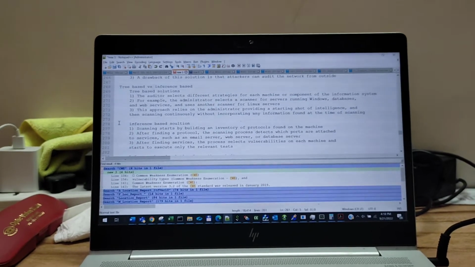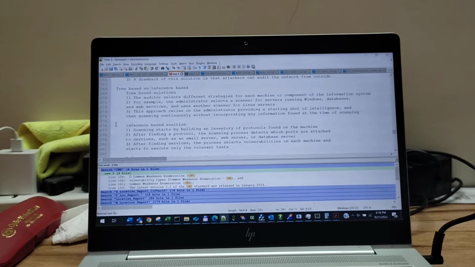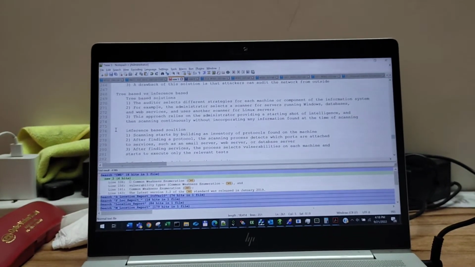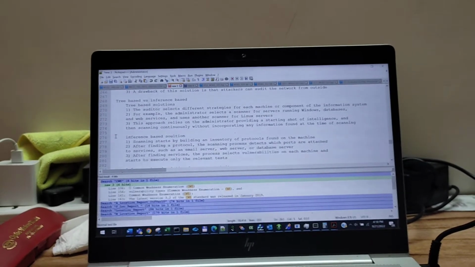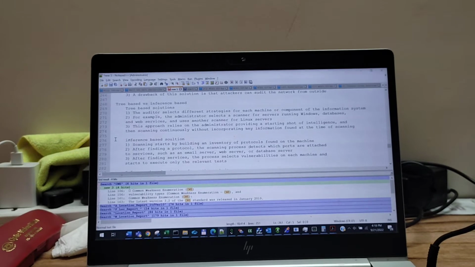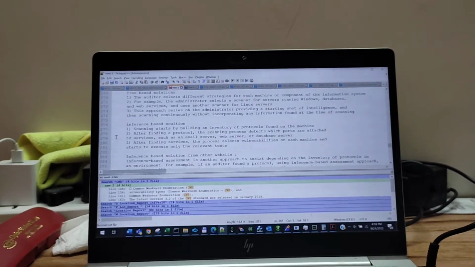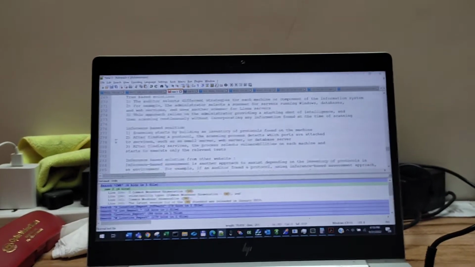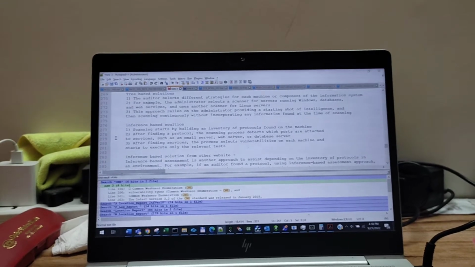Tree based solutions: the auditor selects different strategies for each machine or component of the information system. For example, the administrator selects a scanner for servers running Windows, databases and web services, and uses another scanner for Linux servers. This approach relies on the administrator providing a starting shot of intelligence and then scanning continuously without incorporating any information found at the time of scanning.